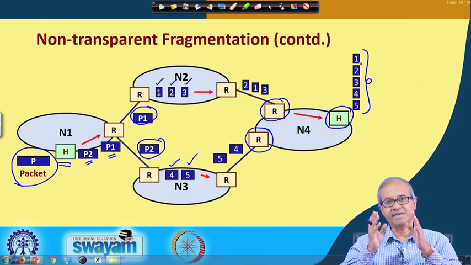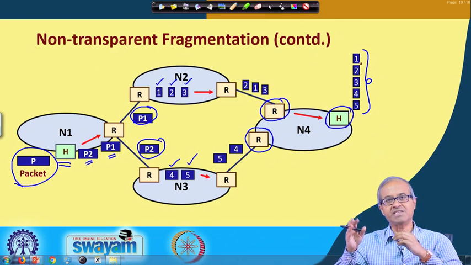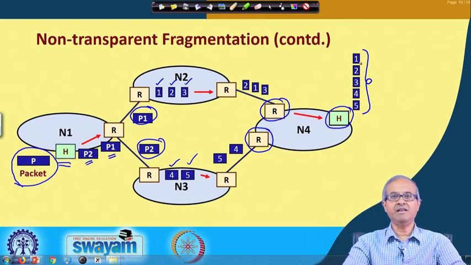Fragmentation can be done by the different routers. Assembly or reassembly will be done only at the final destination host. This is the basic idea.